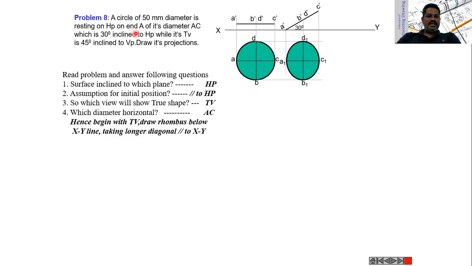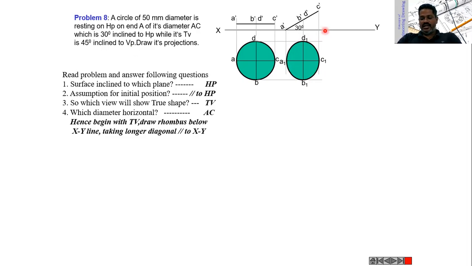Now the other condition in this problem, that will be the third step. This circular plane is making an angle 30 degrees with HP, and while HP, its top view is 45 degrees inclined to VP. So the top view is also making an angle. This top view is also making an angle 45 degrees to VP.